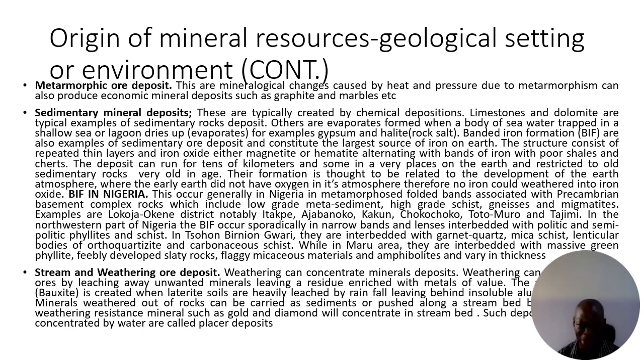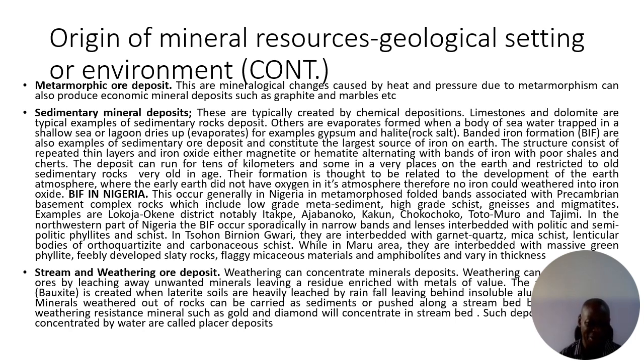In the northwest part of Nigeria, the BIF occurs sporadically in narrow bands and lenses interbedded with pelitic and semi-pelitic schists. In the Birnin Gwari area, they are interbedded with granite, quartz mica schists, lenticular bodies of quartz, and carbonaceous schists. While in the Moro area, they are interbedded with massive green pyrite, heavily developed talcose rock, plastic micaceous material, and amphibolites, varying in thickness.